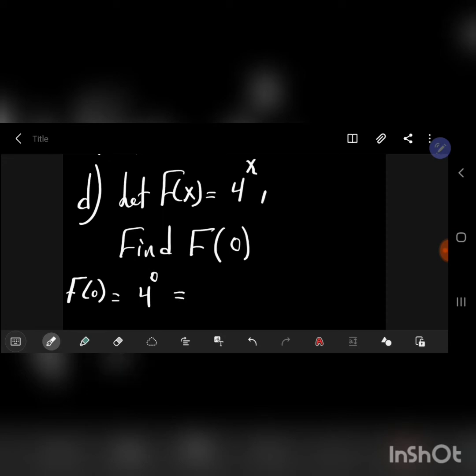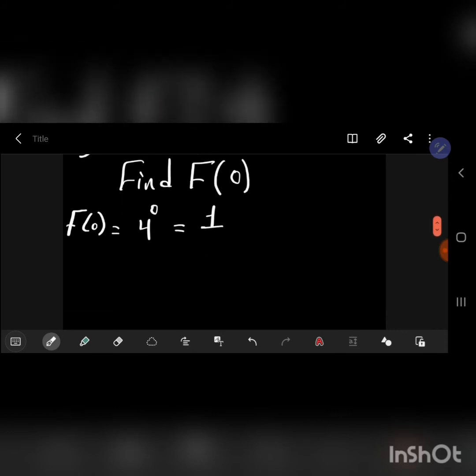I gave you a rule. The rule says any number, any constant, any variable that has a power equal to 0, it's equal to 1. This is a rule. You have to save it in your mind. Don't forget it, please. I will write it for you.